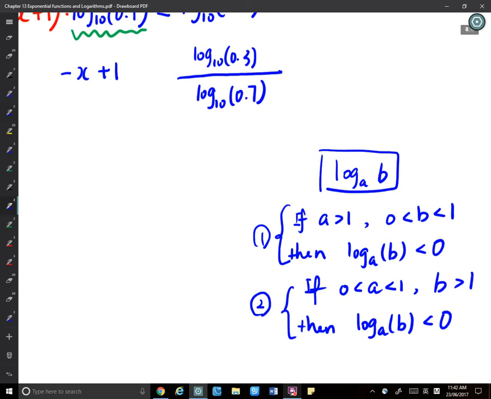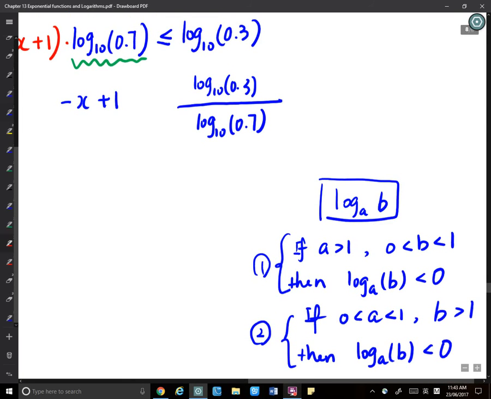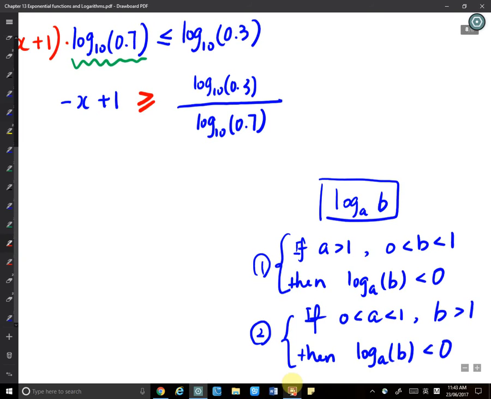So what we have to divide by is log 10 of 0.7. 10 is greater than 1, 0.7 is in between 0 and 1, and this number will be negative. If you put that into your calculator, that is negative. So we divide by a negative number on both sides. The sign will swap to this. Here, swap your sign.